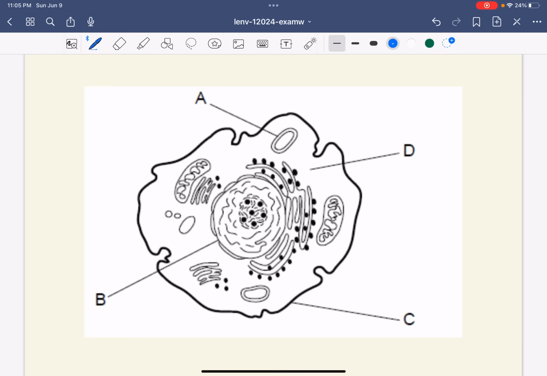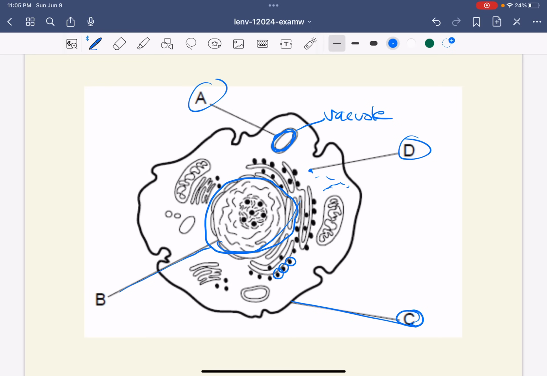What are the parts? C, the outermost layer, is the cell membrane. D is pointing to the space between. That's the cytoplasm. A is pointing to some kind of bubble here. And this bubble should be the vacuole, which stores water, food, and waste. B is pointing to the nucleus. These little dots are the ribosomes, which make proteins. This right here, do you know what that is? Pause the video. Think about it.